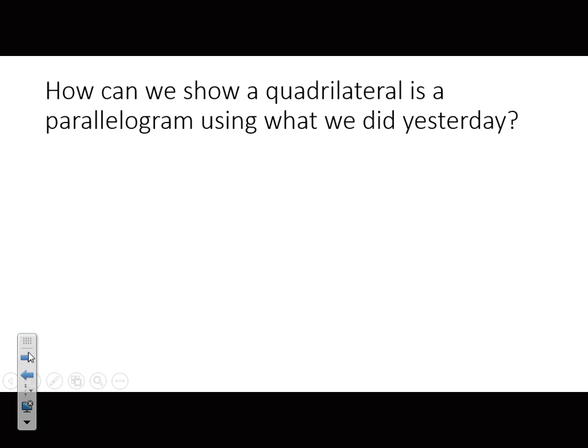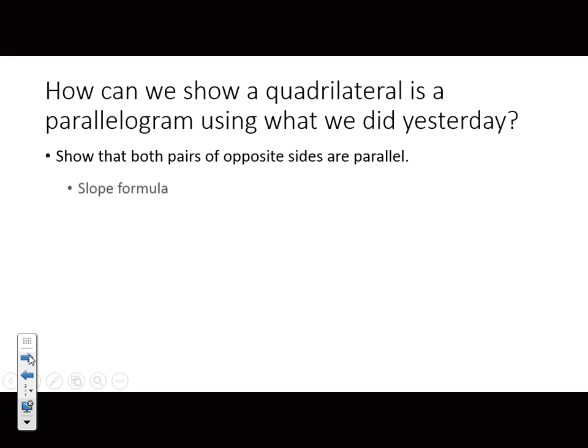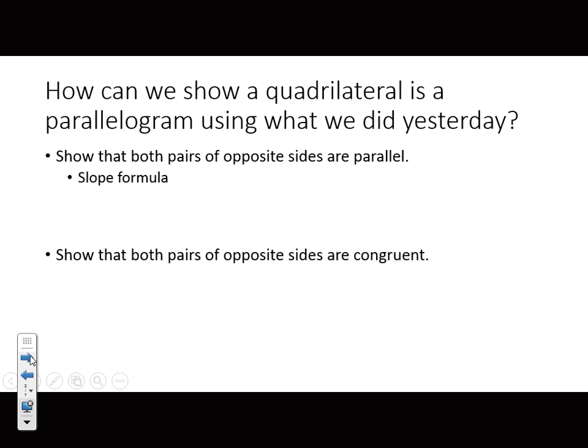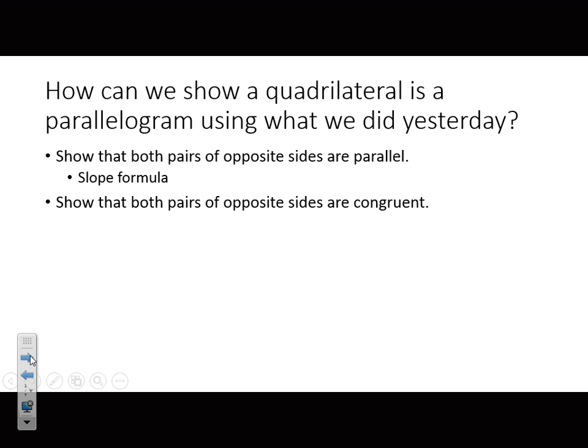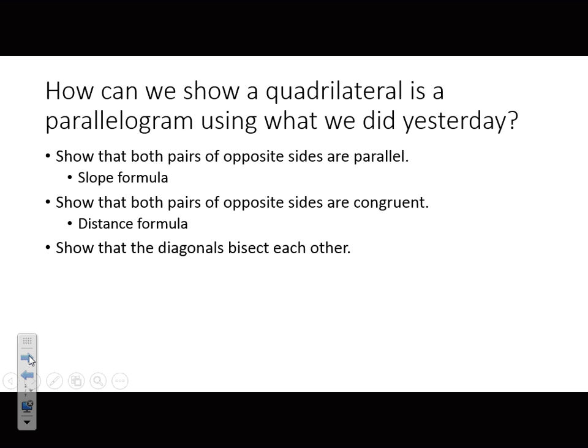Alright, so now we're going to show that a quadrilateral is a parallelogram using what we learned yesterday. So we want to put this in our notes, okay? We can show that both pairs of opposite sides are parallel by using the slope formula. We can show that both pairs of opposite sides are congruent by using the distance formula. And then we can also show that the diagonals bisect, which means they cut each other in half. We're going to do that by using the midpoint formula.